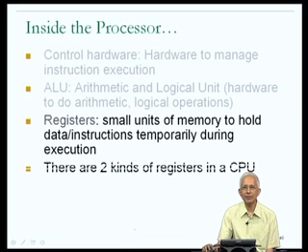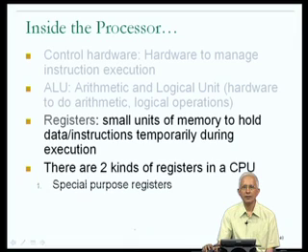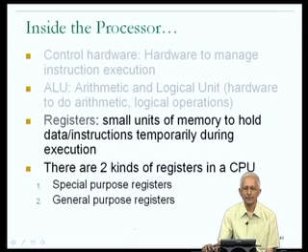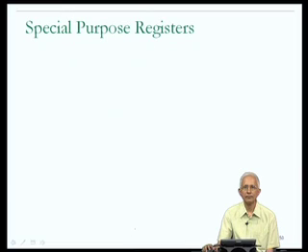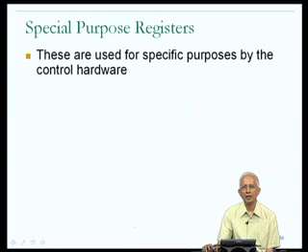And there are 2 main kinds of registers which are used in a CPU. They are known as the special purpose registers and the general purpose registers. Let's look at each of these in a little bit more detail. First of all, let's look at the special purpose registers. Now, as the name suggests, the special purpose registers are small pieces of memory which are inside the processor, and they are used for specific purposes by the control hardware. That's why they are called special purpose registers.